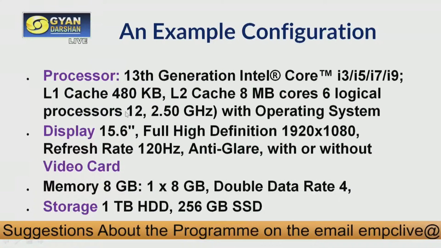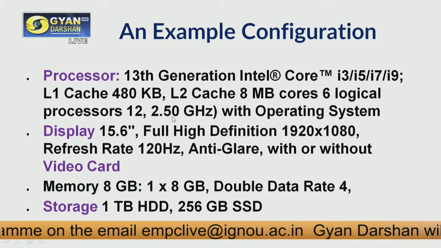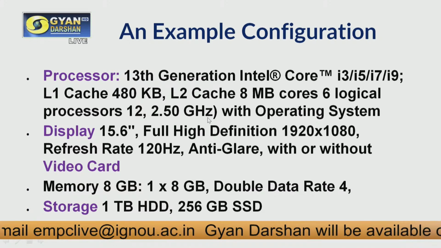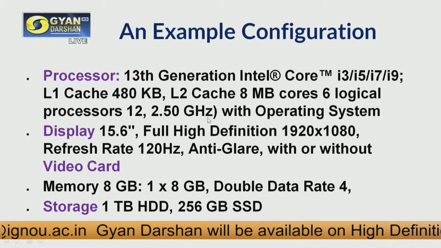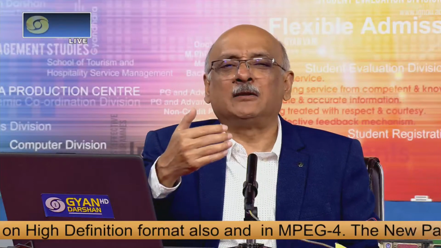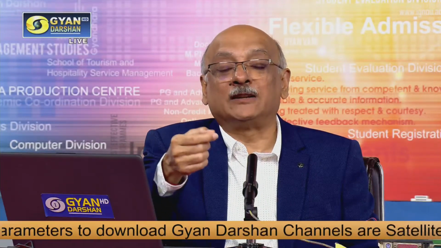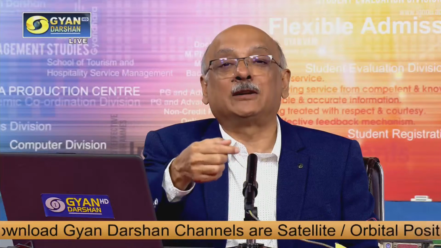In addition to that, you will find there is something called 2.5 gigahertz. This relates to the clock speed. If you talk about RISC processors, reduced instruction set computer processors, then 1 upon the clock speed is equal to the time taken to execute one instruction. But don't worry about it.